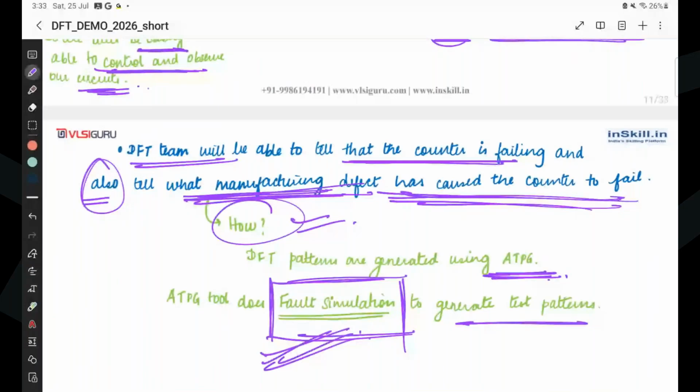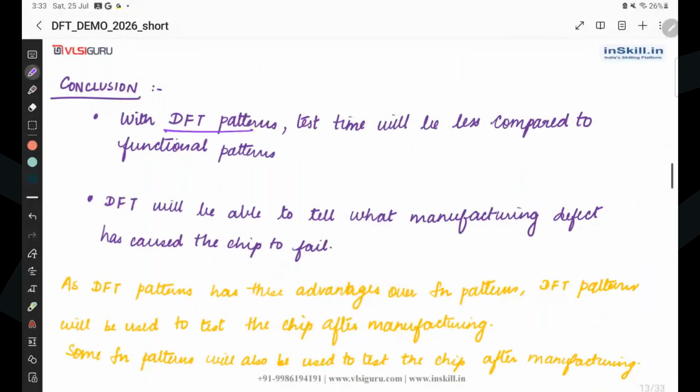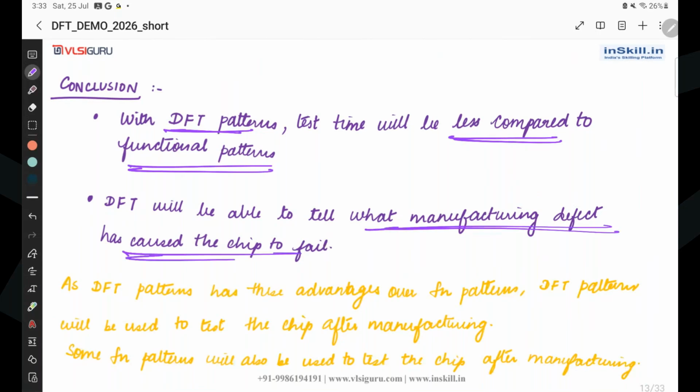Now the conclusion is, with DFT patterns, test time will be less compared to functional patterns, and DFT will be able to tell what manufacturing defect has caused the chip to fail. These are the advantages.